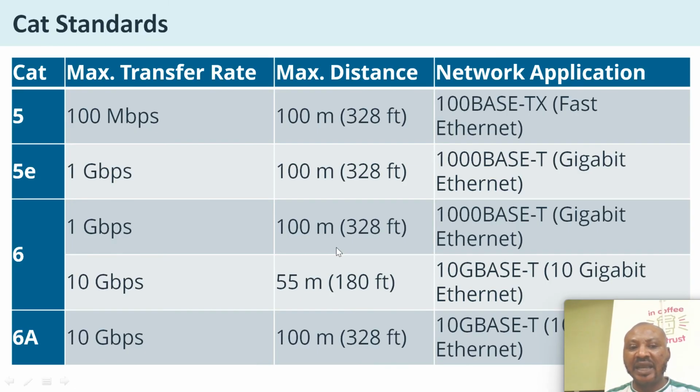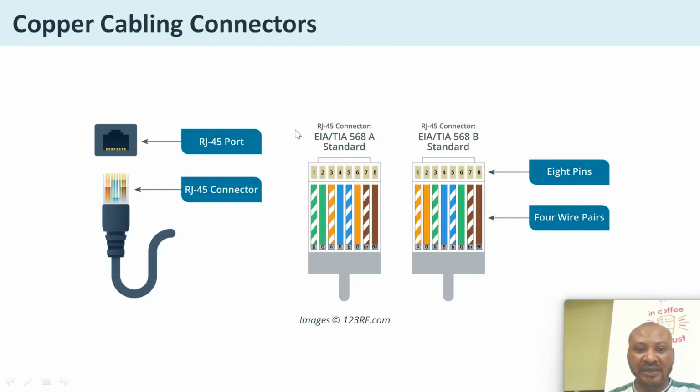So what is it telling us? It's telling us that the higher the distance, the lower the speed. See, the higher the distance, the lower the speed. So yes, we can go for 100 meters, that's the distance, 100 meters. But that means the distance is far, but it cannot exceed 1 gigabit per second. Same with Category 6A. Category 6A can go for 100 meters as well at 10 gigabits per second. Okay, so that's that.